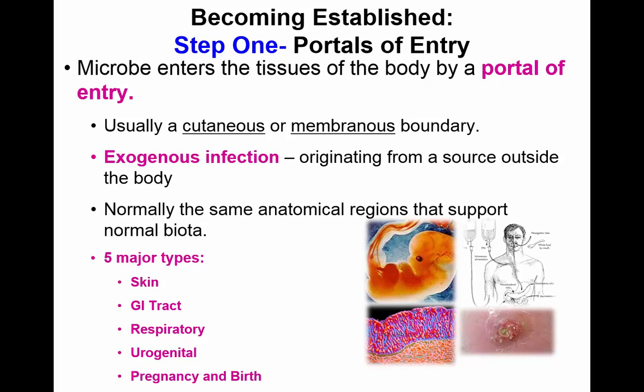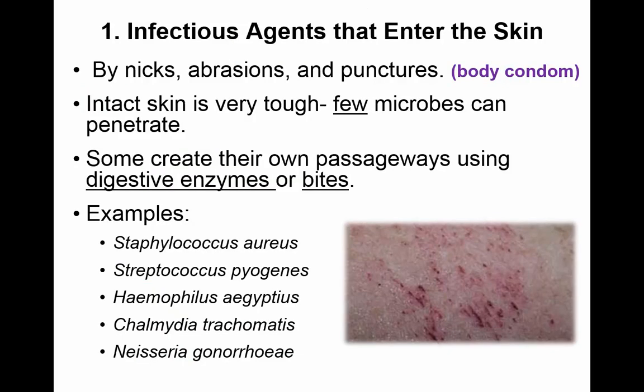So looking at step 1, the portals of entry. The microbe has to enter the tissues of the body. How it gets in, that's the portal of entry. And usually it's through a cutaneous or a membrane boundary, through the skin or through some membrane. And there are 5 major types: the skin, the GI tract, the respiratory tract, the urogenital tract, and of course pregnancy and birth is the last major way they can get in.